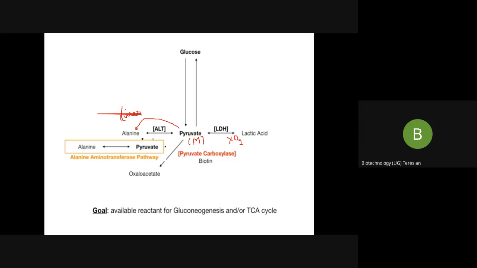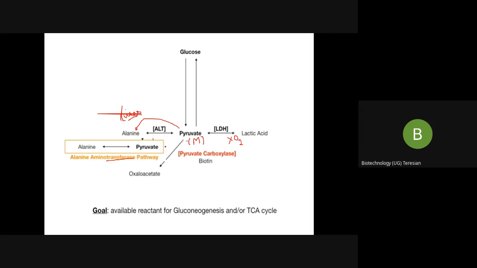So remember, pyruvate gets converted to alanine. Pyruvate is present in the muscles, and if it wants to enter into the liver, under this configuration it cannot enter, so that it gets converted to alanine by the catalysis of this enzyme.